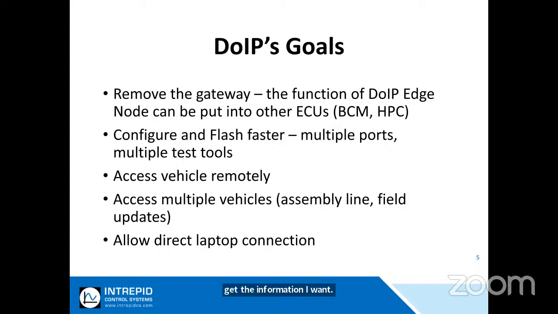Another thing is to access a vehicle remotely, which I just mentioned, and also to access multiple vehicles. Unless you're in production, you're usually not worried about that. But in the production environment, DoIP is actually in part designed to allow you to connect up and perform diagnostics inside the factory on dozens of vehicles or even hundreds of vehicles. And at the same time, even with all those extra features, it still allows a direct laptop connection.